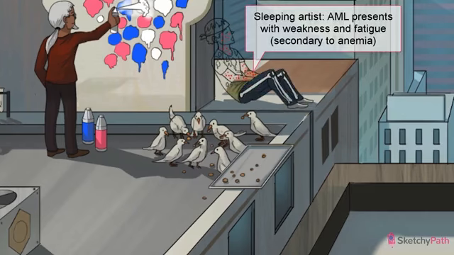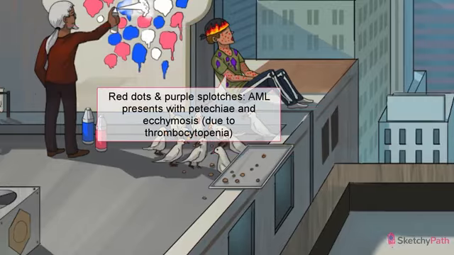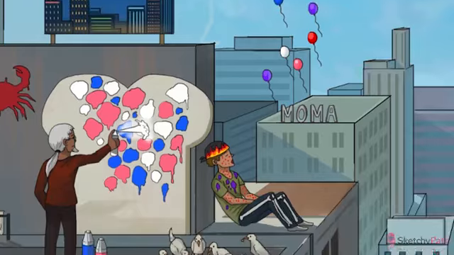Just take a look at this apprentice over here, taking a nap after a long day of inadvertently inhaling spray paint fumes. Anemia can lead to weakness and fatigue. Fever is another common presenting symptom, and is usually due to infection. Remember, we don't have many functioning neutrophils anymore. In a small minority of patients, the fever is actually due to the AML itself. On the skin, look for petechiae and ecchymosis, a sign of bleeding due to thrombocytopenia.